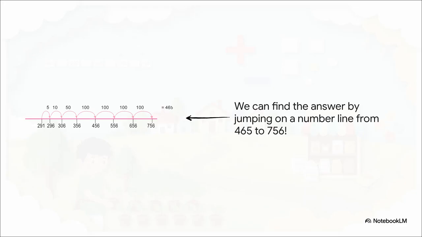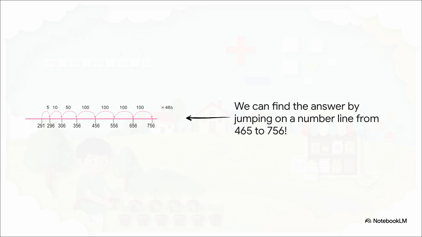Now, we could solve this with subtraction, of course, but let's try another way, just for fun. We can use a number line to find the difference. It's like playing a jumping game. We start at 465, and we make jumps to get all the way to 756. As you can see, we can make 3 jumps of 100, then a jump of 50, then one of 30, and a tiny jump of 11.